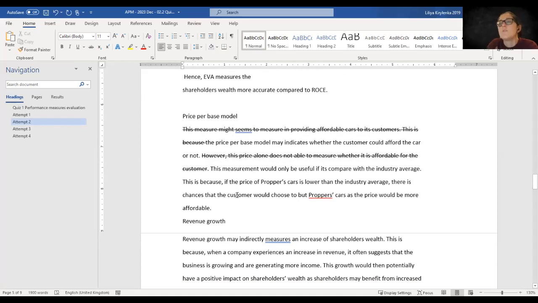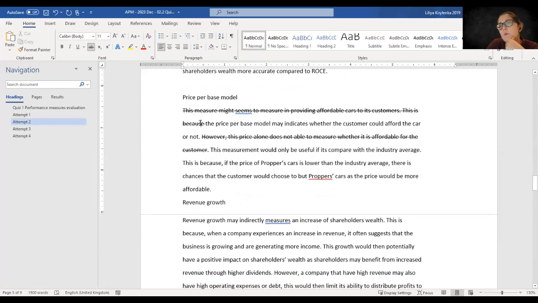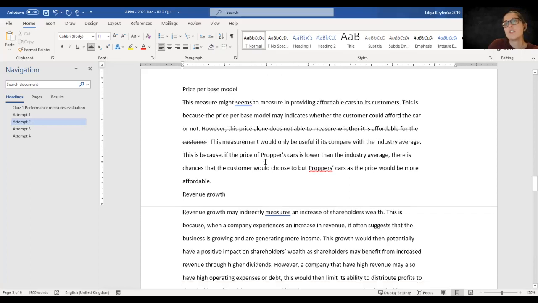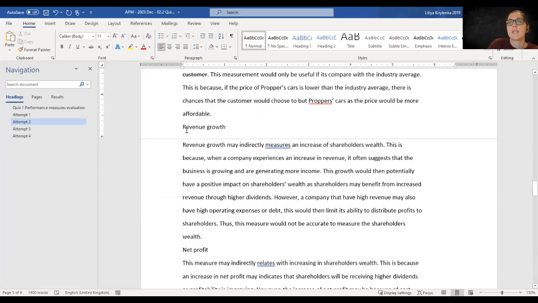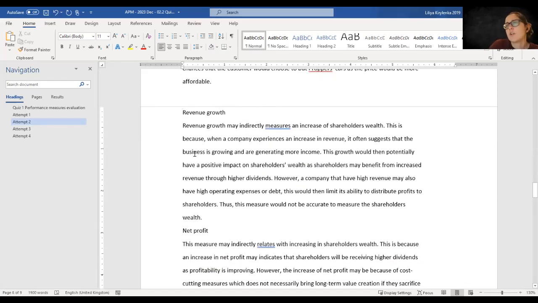This measurement would only be useful if it is compared with the industry average. This is because if the price of Proper Cars is lower than the industry average, there is a chance that customers would choose to buy Proper Cars as the price would be more affordable. If the mission statement talked about competitive prices, that would be great. But the mission statement talks about affordable prices, so not the industry average, but in relation to the average income per household.